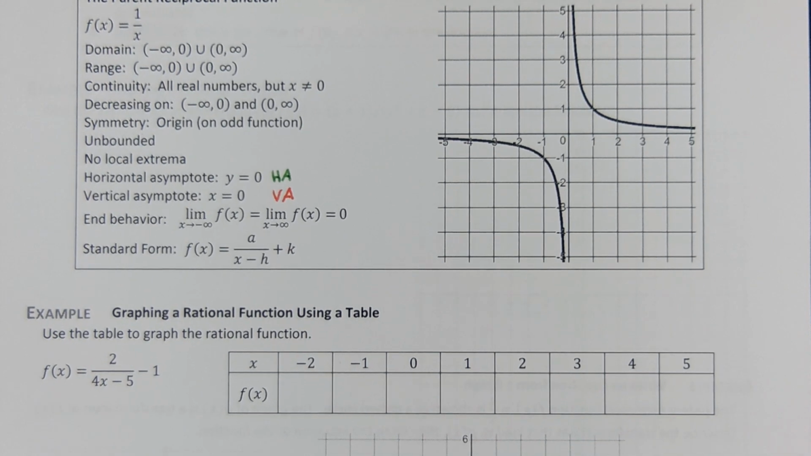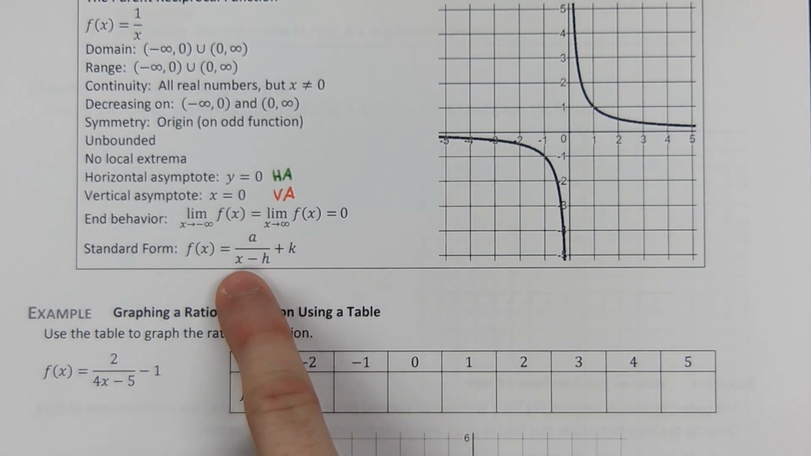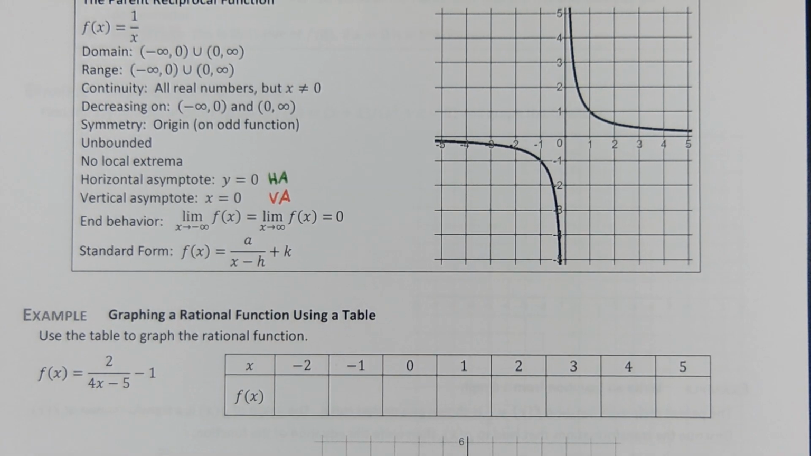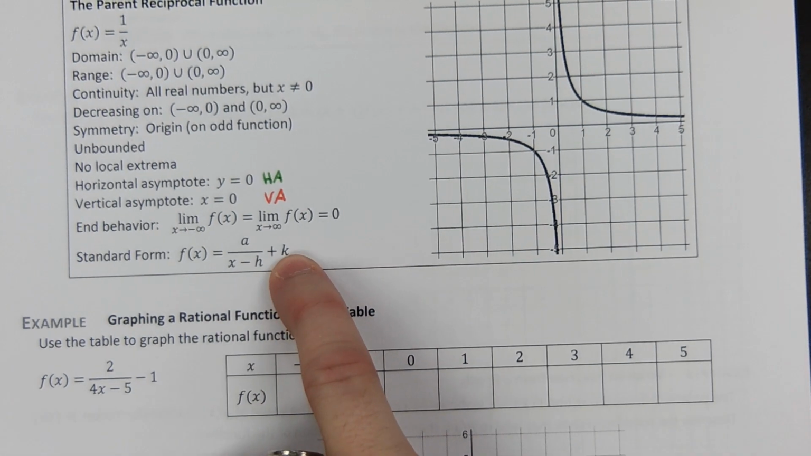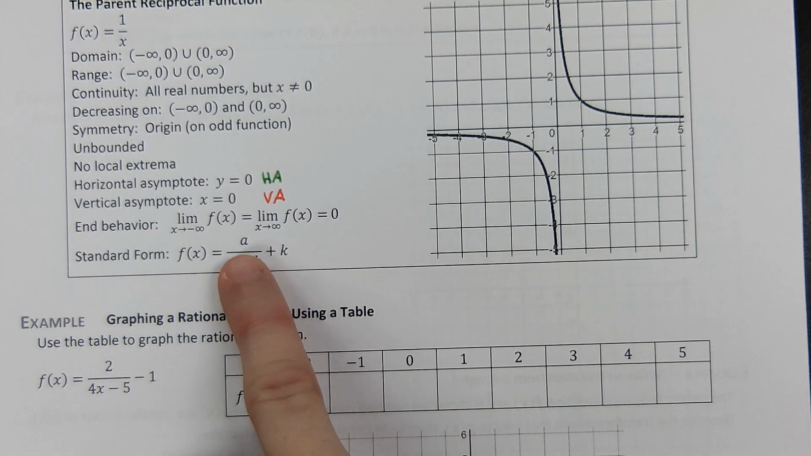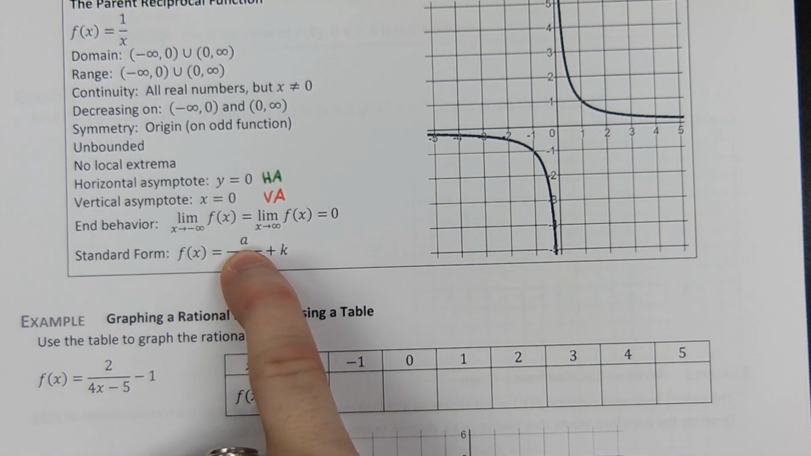And lastly, in this informational box is standard form. We like standard form because standard form will show us all of our transformations that have occurred. This is your up and down transformations, shifting. This is your left and right shifting. And A is going to show you both your reflections, if it's negative, and your vertical dilations, stretching and shrinking.